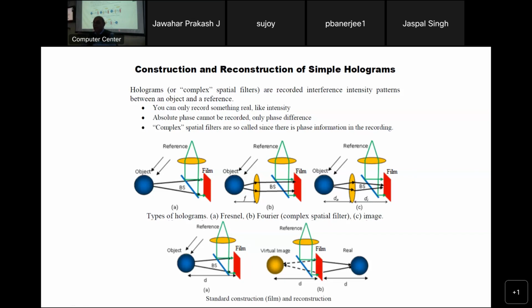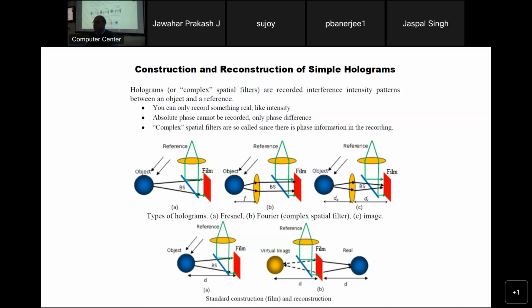So typically, in all the digital holography stuff that we will be talking about, illumination is with a plane wave. The reference during the construction is also a plane wave. During the reconstruction, it's assumed that a plane wave is used as the readout beam. So typically, you would expect a real image and a virtual image.